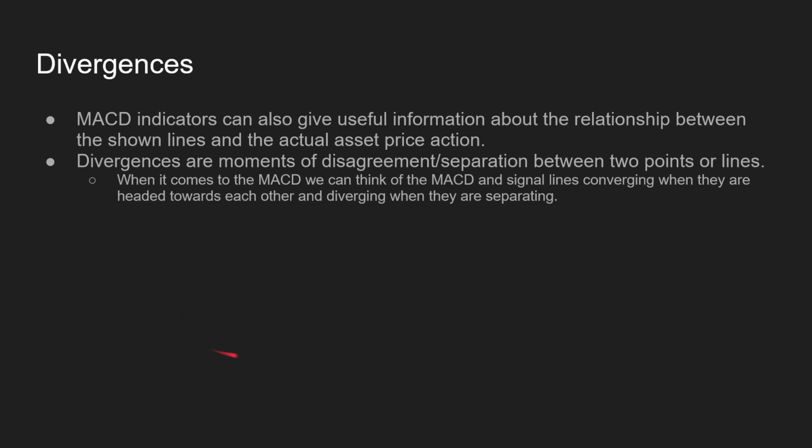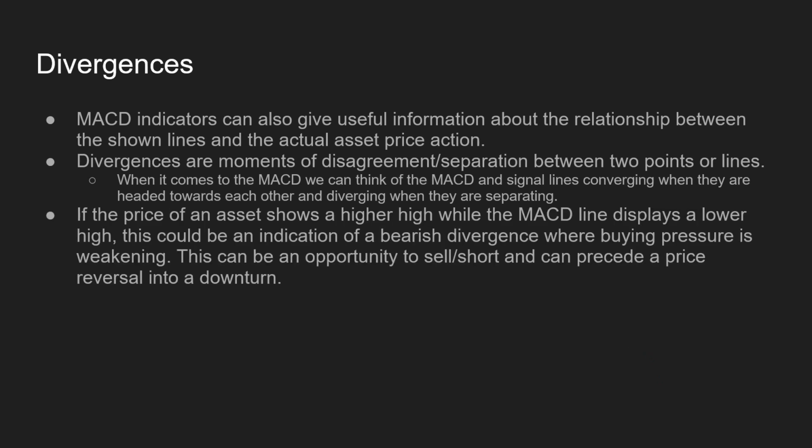So when the lines are going towards each other, let's say the MACD line is below the signal line and it's swinging back up and about to cross over the signal line, that's what we can consider a convergence. And then when they finally meet, or if they don't meet at all and then go in separate directions, or if the MACD line separates away from the signal line, that's when we can consider that a divergence.